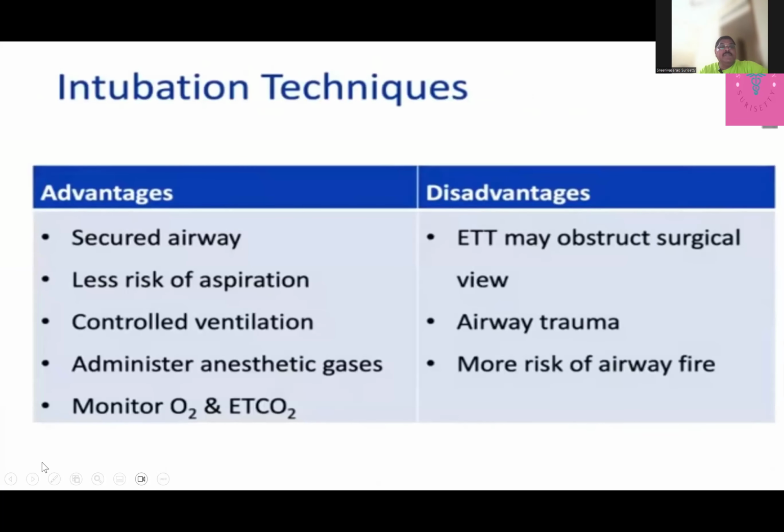Intubation techniques: the advantages are that a secured airway is there, less risk of aspiration will occur, and controlled ventilation will be there. We can administer anesthesia gases, and we can monitor ETCO2 through intubation techniques. What are the disadvantages? The ET tube may obstruct the surgical view, sometimes airway trauma will occur, and there is more risk of airway fire with intubation techniques.